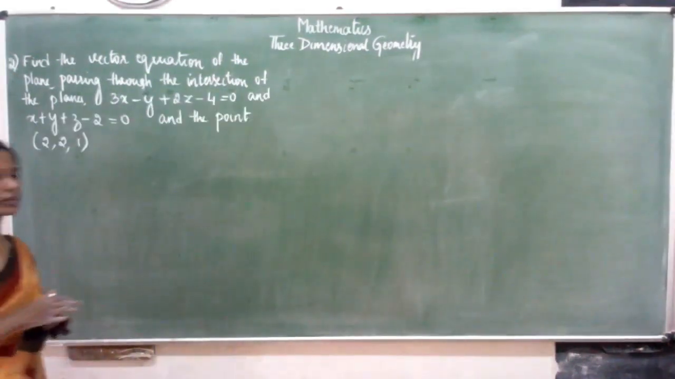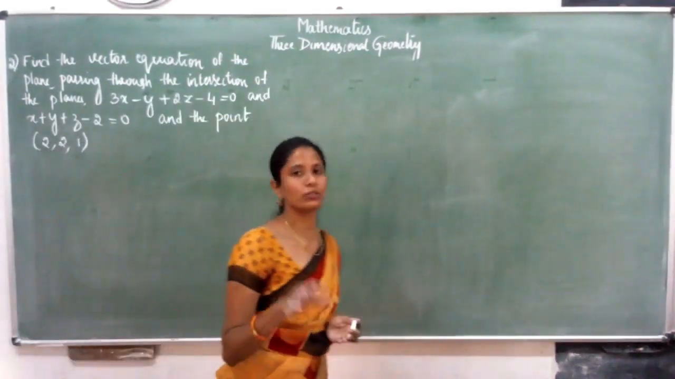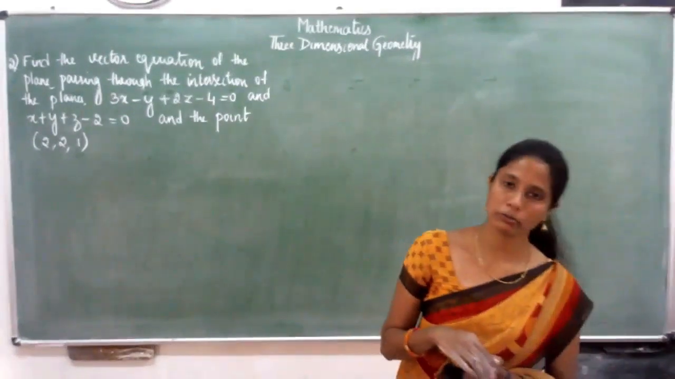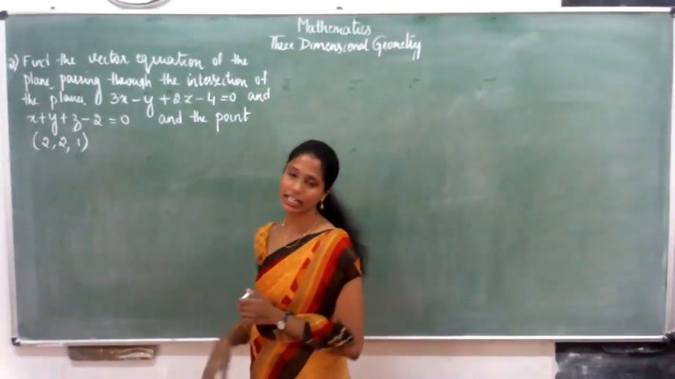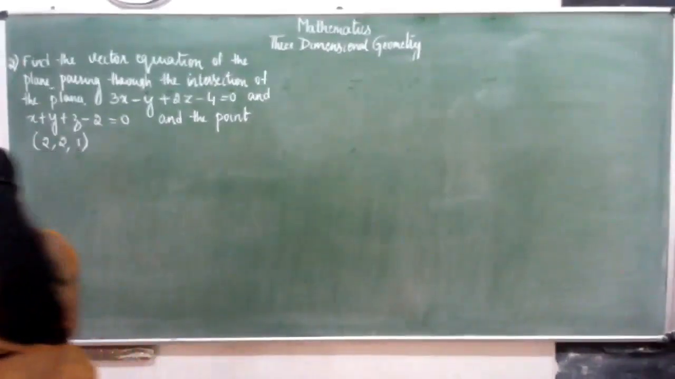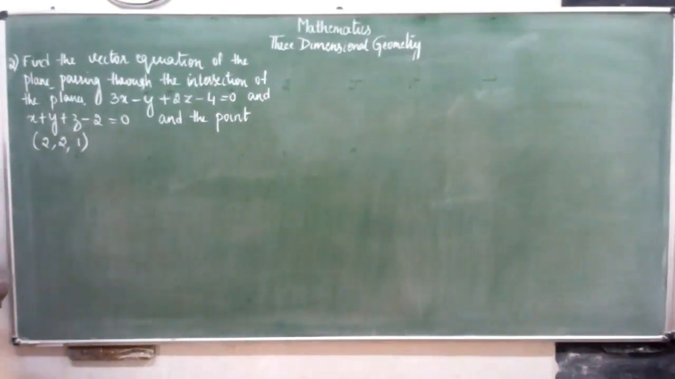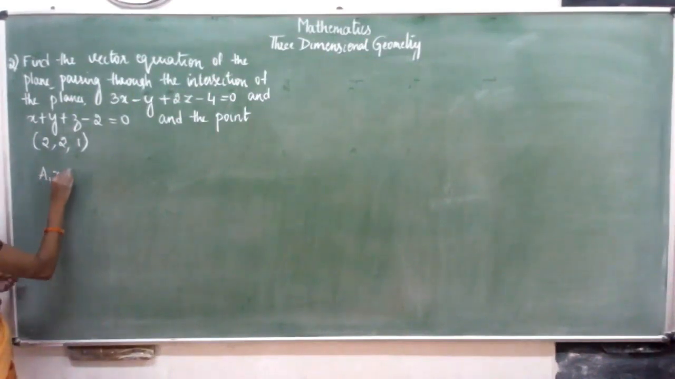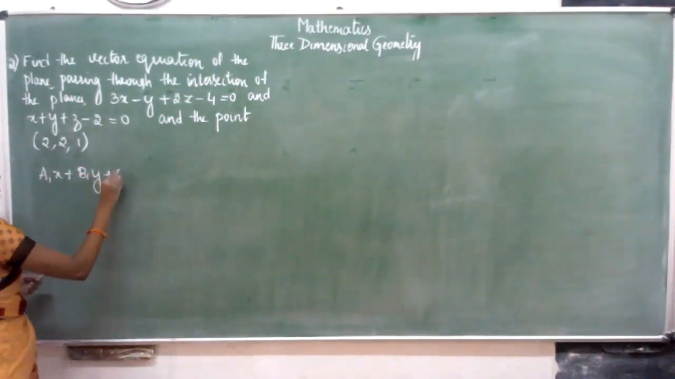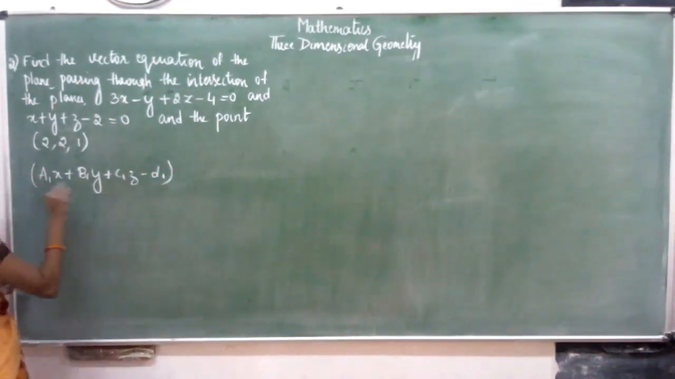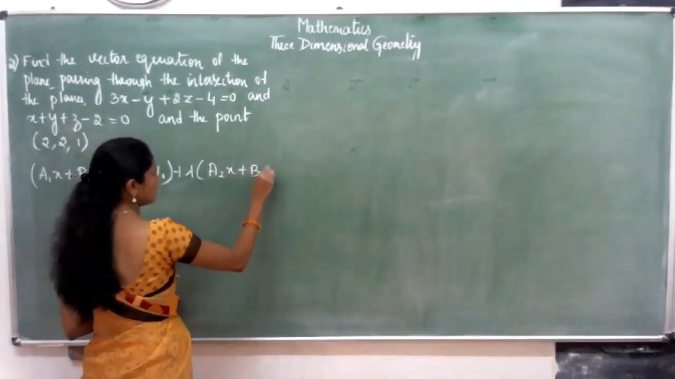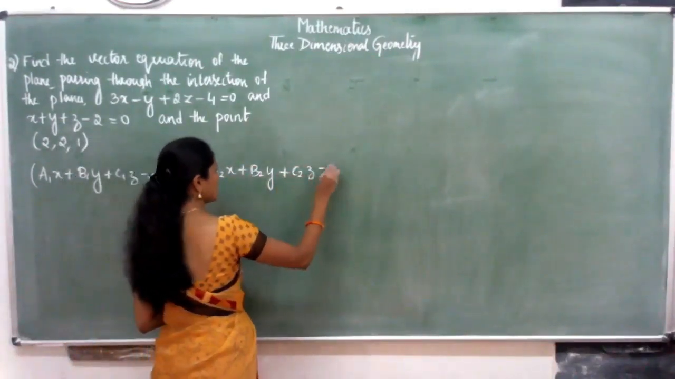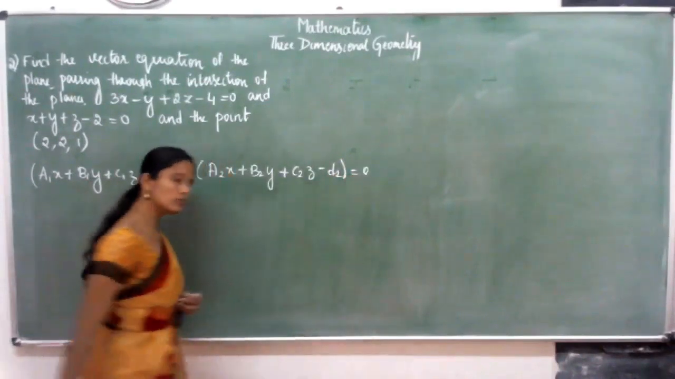Next problem of the same kind, but here instead of giving the vector form, so in the previous problem you have seen they have given the equation of the two planes in its vector form, but here they are directly given in its Cartesian form. So let us first write the Cartesian equation of the plane passing through the intersection of two given planes, and it is given by a1x plus b1y plus c1z minus d1 plus lambda times a2x plus b2y plus c2z minus d2 is equal to 0.